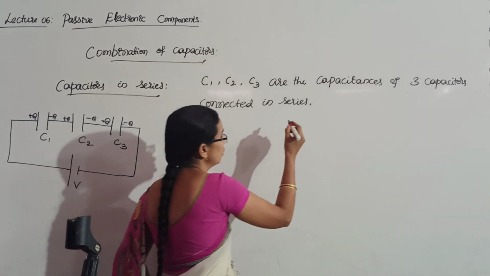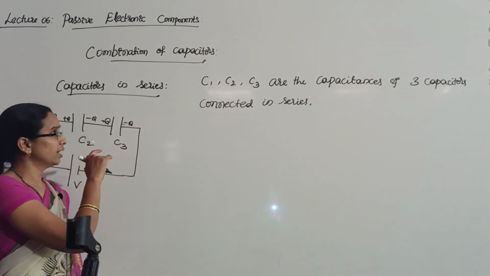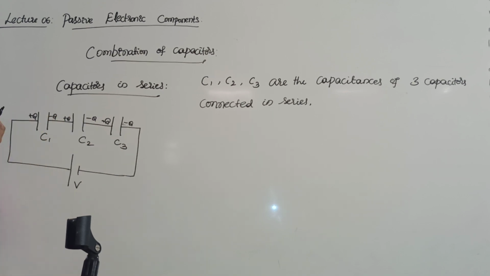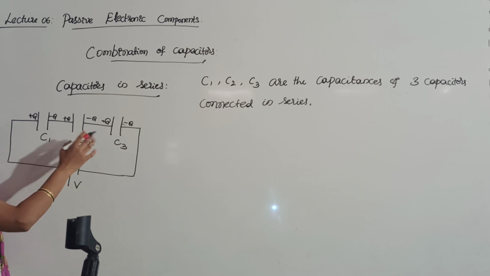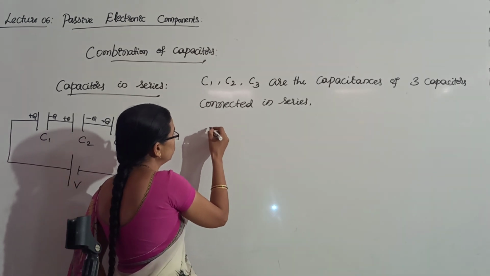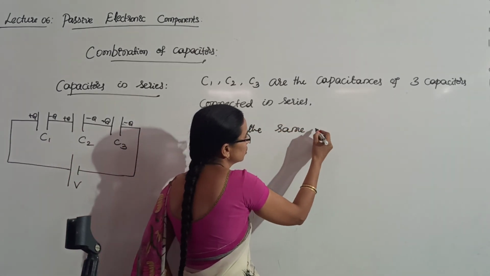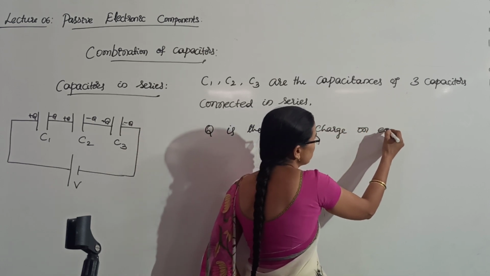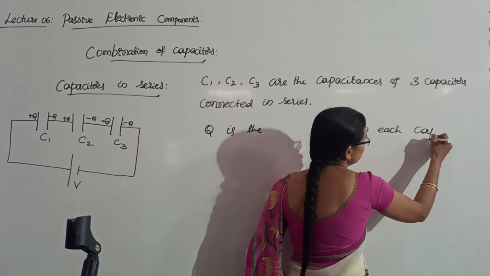Then if V is... here the capacitors are connected in series, therefore the current will be the same. In a resistor, any series combination, the same current flows. The same current flowing means the same charge will be flowing. So Q is the same amount of charge on each capacitor.